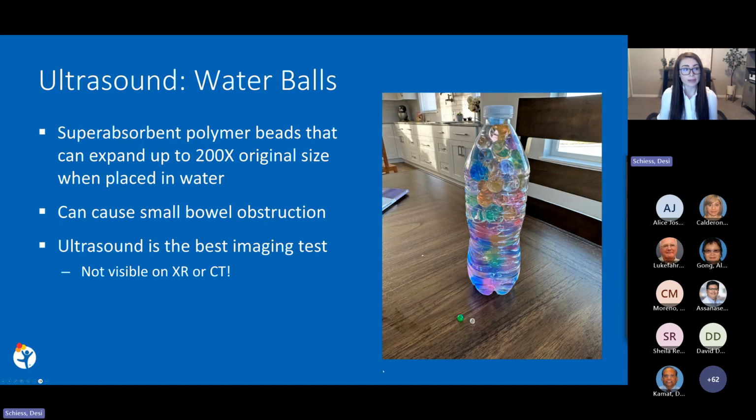Also known as Orbeez, these are superabsorbent polymer beads that can expand up to 200 times their original size when placed in water and shrink back down to their original size outside water, as shown in this home experiment. When ingested, ultrasound is the best imaging modality to visualize them, as they will not be seen on X-ray or CT.